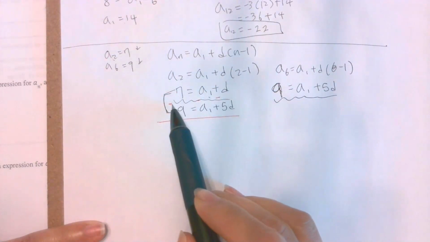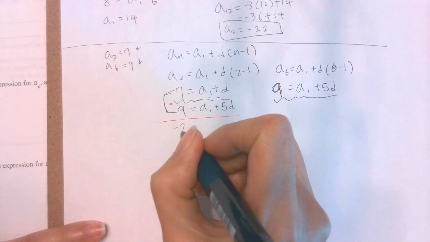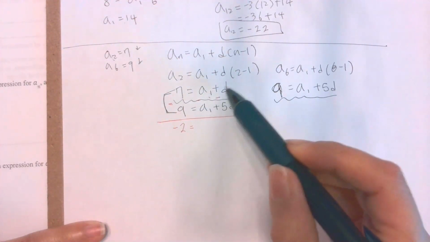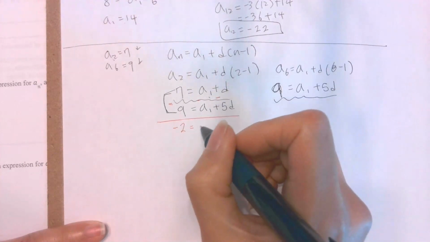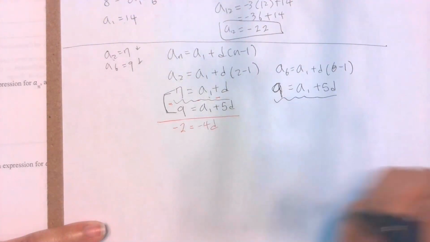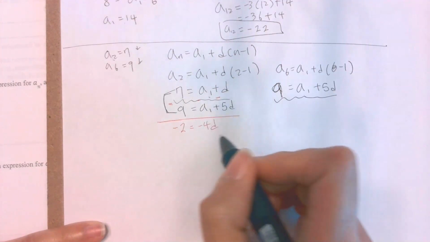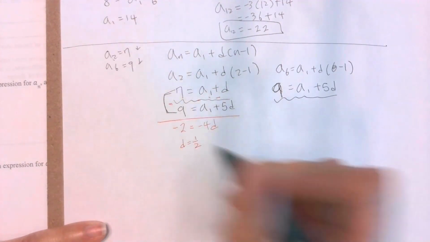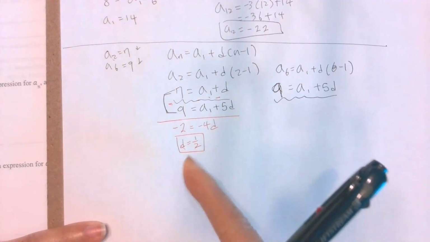So 7 minus 9 is negative 2 equal to, you see what I'm doing? A sub 1 minus a sub 1 is 0. d minus 5d is negative 4d. Okay, this is just elimination we learned in Algebra 1. Divide both sides by negative 4: d is equal to half. So the common difference for this problem is half.